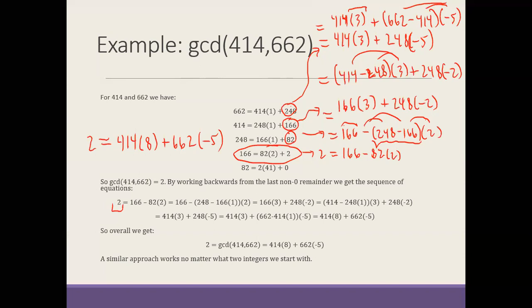So we have managed to write the GCD of 414 and 662 as an integer combination of those two numbers. And that's what Bezout's theorem says is always the case. The reason it's true is the Euclidean algorithm. It's a very powerful tool. I think that's kind of neat.